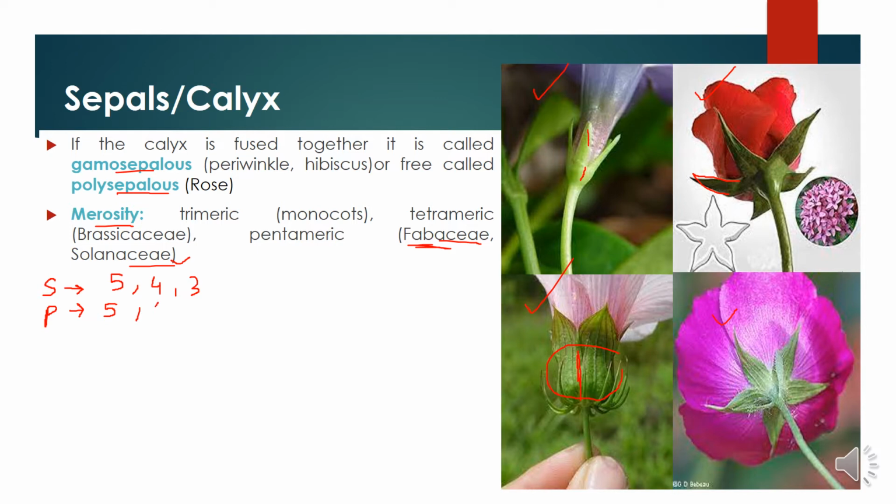When the merosity is 4, it is characteristic of the Brassicaceae family, that is the rapeseed and the mustard. All these have a merosity of 4, that is four petals, four sepals. And if the merosity is 3, then it is characteristic of the monocots. So merosity is very important while we remember what family a flower belongs to, or while drawing the floral diagram and also the floral formula. It's very important to remember the merosity of a flower.